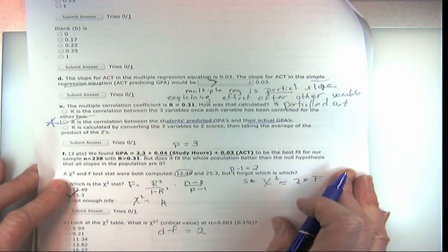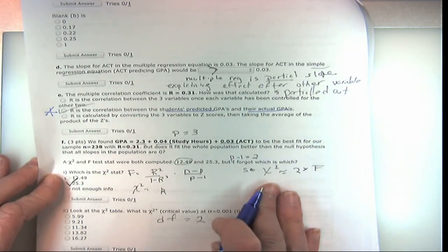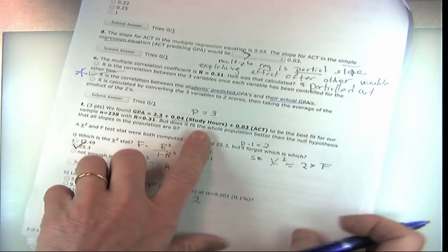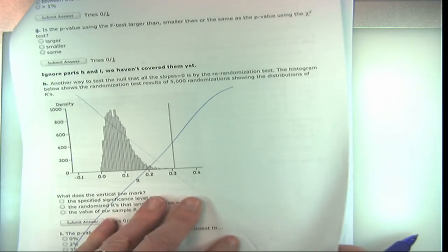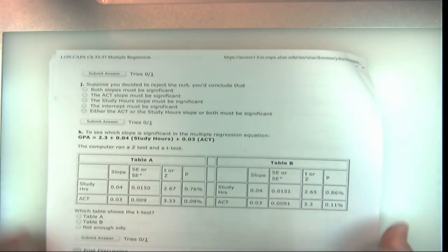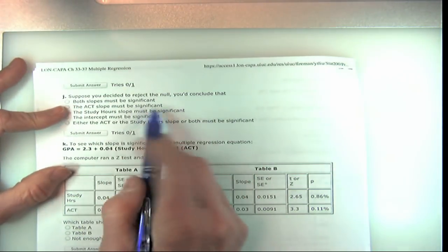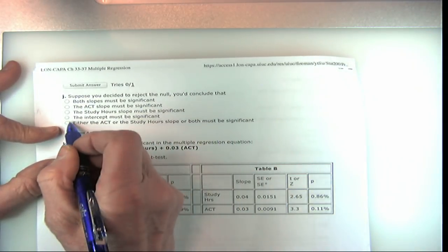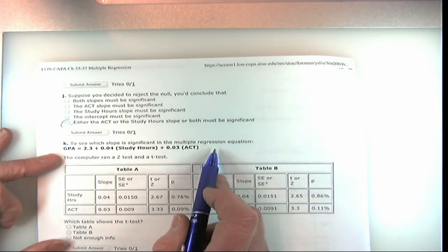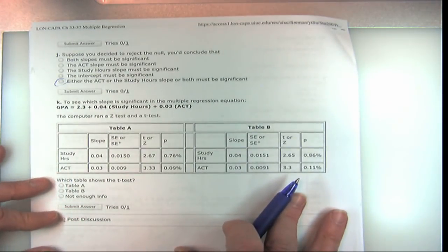All right. Now we're going to just do chi-squared and F tests for these. You're given N and R, and then what are we going to do? Getting p-values. This you're going to skip. This comes next. Don't even think about it. Ignore it. And what else do we have? Now, if you decide to reject the null, you know either at least one of the slopes is significant, or both. To see which, we ran a Z and a T test.